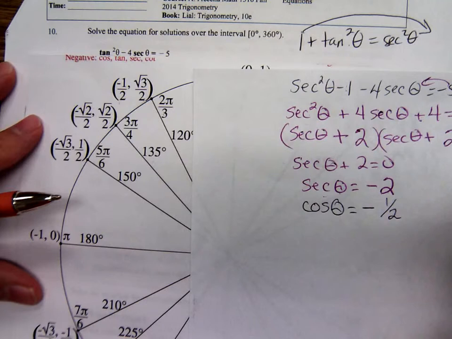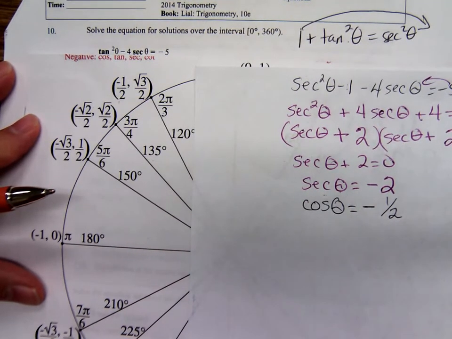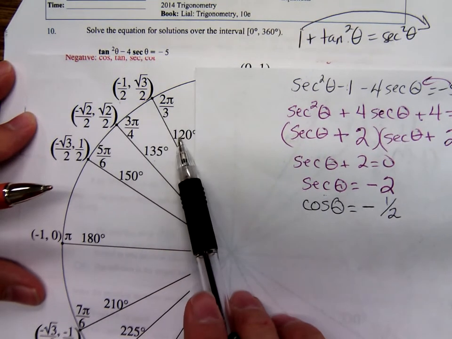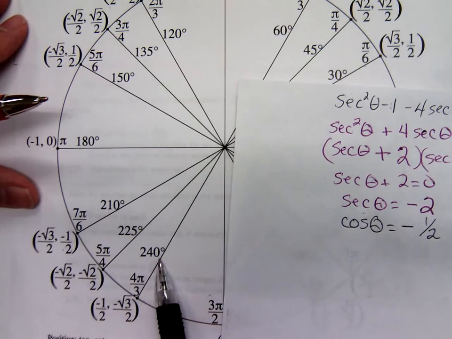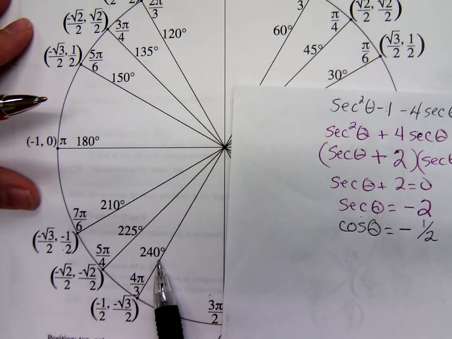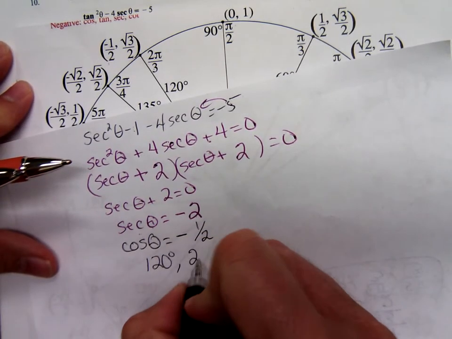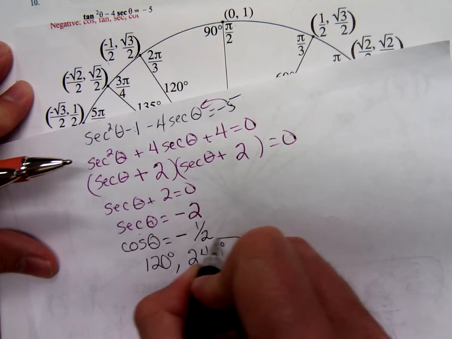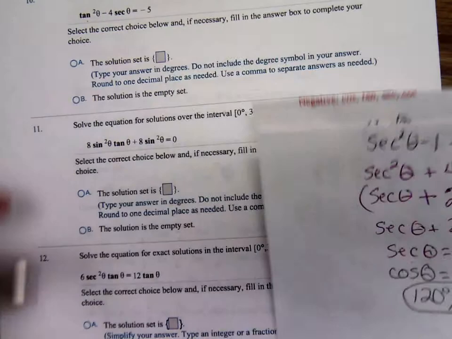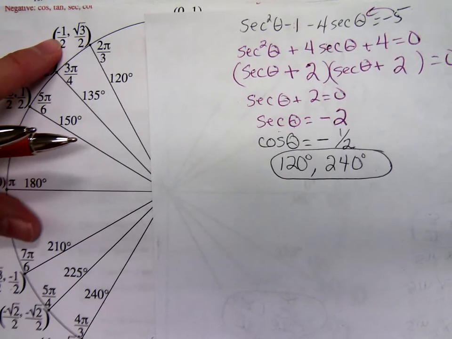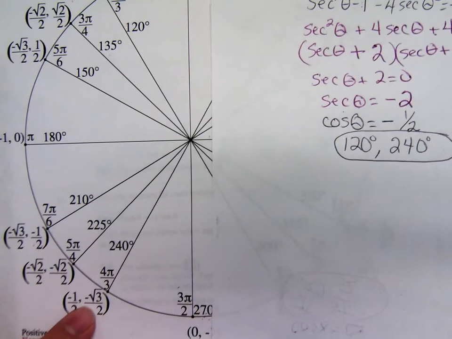Let's see, we were told to do this in terms of degrees, 0 to 360 degrees. So where is cosine negative 1/2? Well, that would be at 120 degrees and at 240 degrees. So cosine is negative 1/2 at 120 and at 240 degrees.